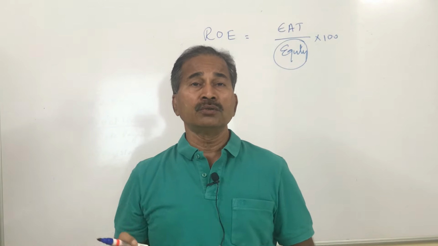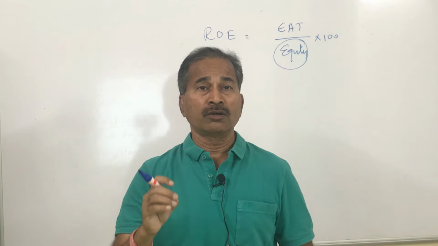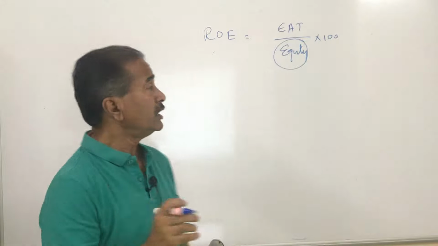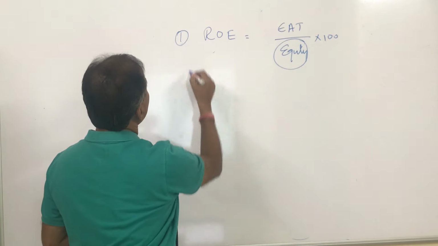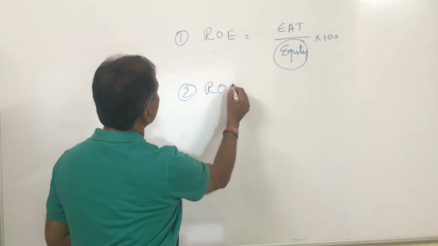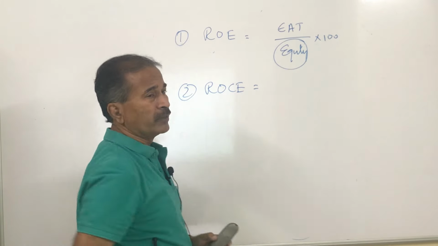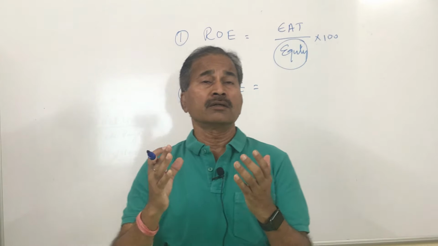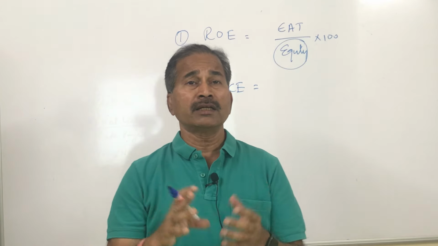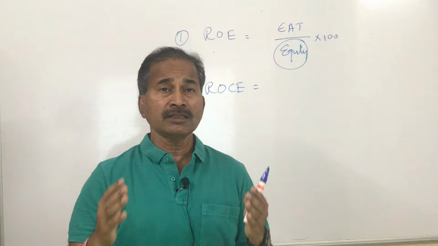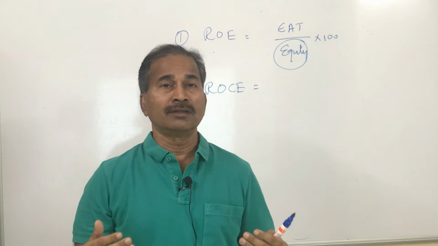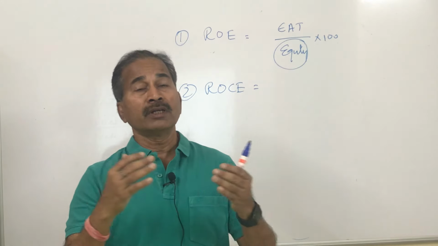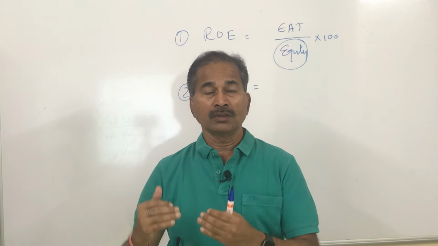The ratio number two that we would calculate to find out the profitability of a business from the perspective of capital providers is, this is number one, and number two is known as return on capital employed. A very important ratio, return on capital employed, and it gives an idea as to what kind of return the business is earning for the people who have given capital to the business.